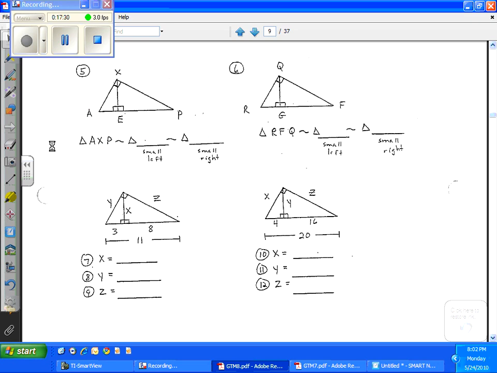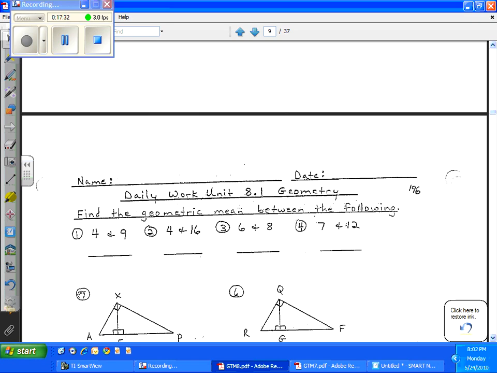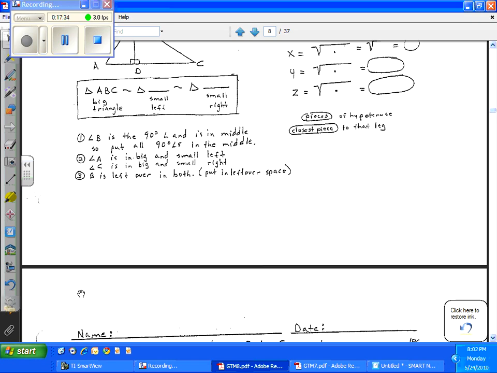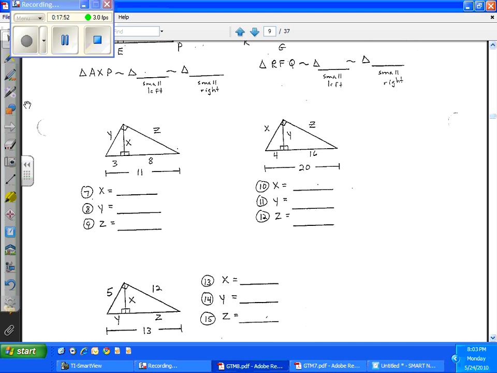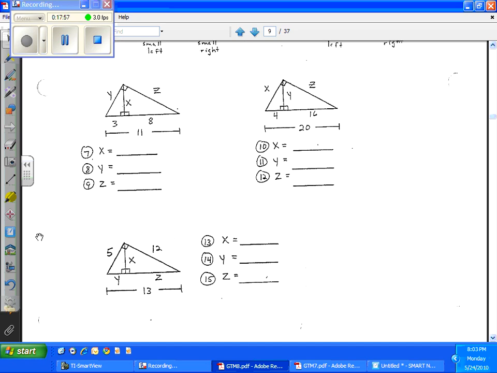I want to back up and show you that. It's going to say that here. See, the 90-degree angles, we got the right angles. We got the common angles, and we got the leftover angles, okay? Let's look at 7, 8, and 9.